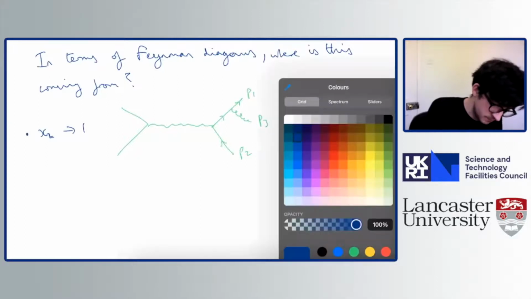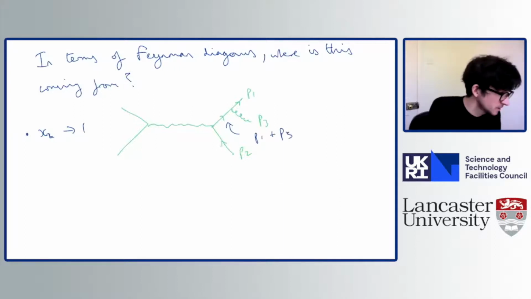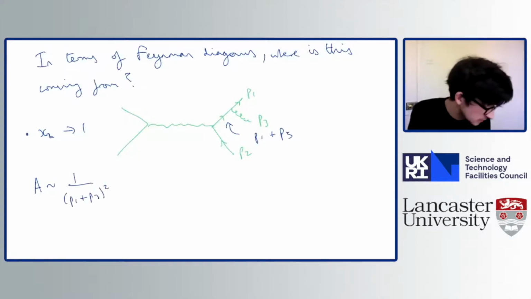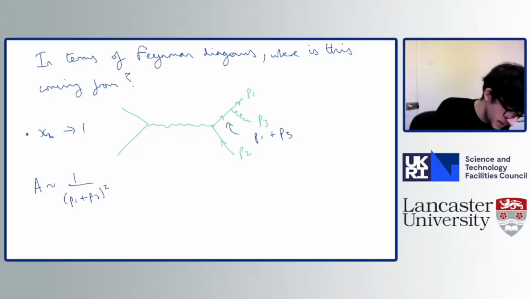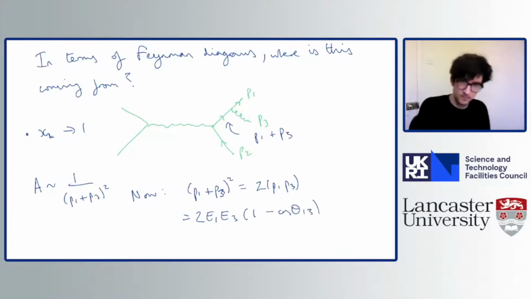Therefore, that is P1 plus P3. Okay. So the amplitude goes like P1 plus P3 all squared, of course, plus a lot of other stuff, but that's the thing we're interested in here. Now, P1 plus P3 all squared equals simply 2 P1 dot P3, because these things are on shell and massless. And that's equal to 2 E1 E3 times 1 minus cos theta 1,3.